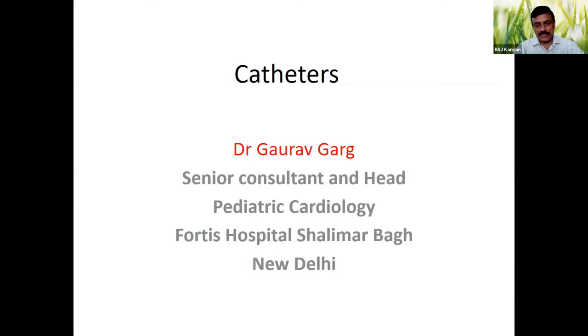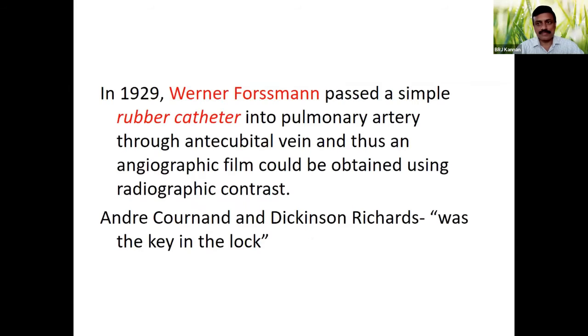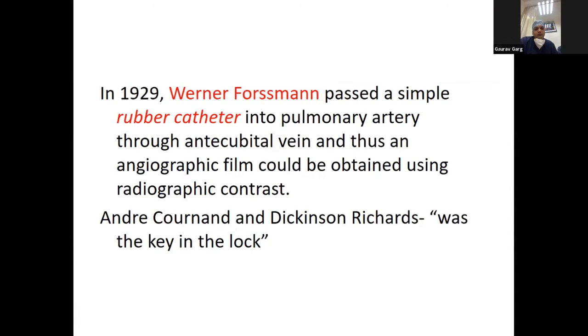Good evening, everyone. I thank the organizers for giving me this opportunity. I also want to thank this man, Werner Forssmann, who around 100 years back in 1929 used a simple rubber catheter to pass from his own antecubital vein into the pulmonary artery, and thus an angiographic film of the heart could be possible. Cournand and Dickinson mentioned it was like a key in the lock. That is, we found the key to open the door so that we can use the catheters and the devices in our heart to perform the procedures.